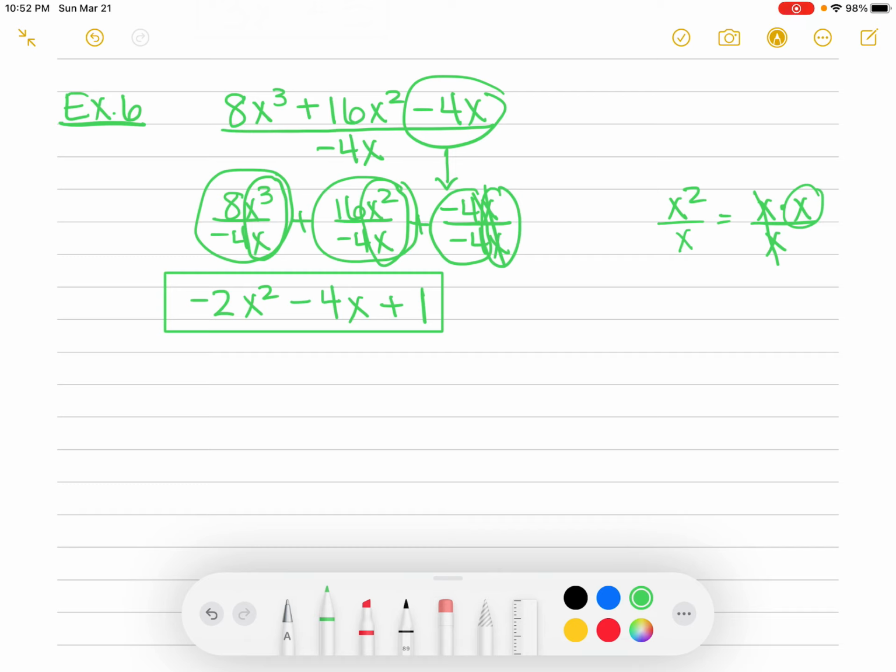So you will have problems just like these 6 examples on your homework.